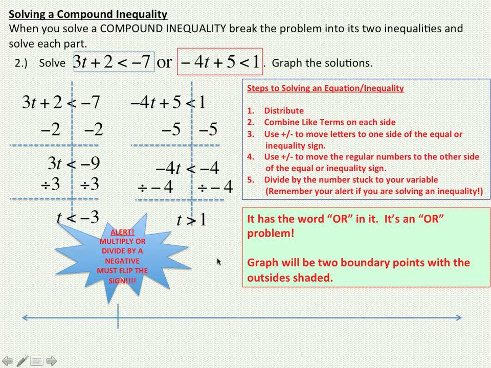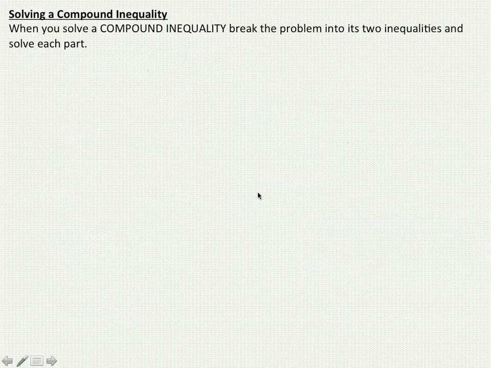So remember what your picture should look like. There's -3, there's 1. Open circles on both. It's an OR, so you shade the outsides on both. This is all the numbers that are less than -3. This is all the numbers that are bigger than 1. Okay? So remember your rules.